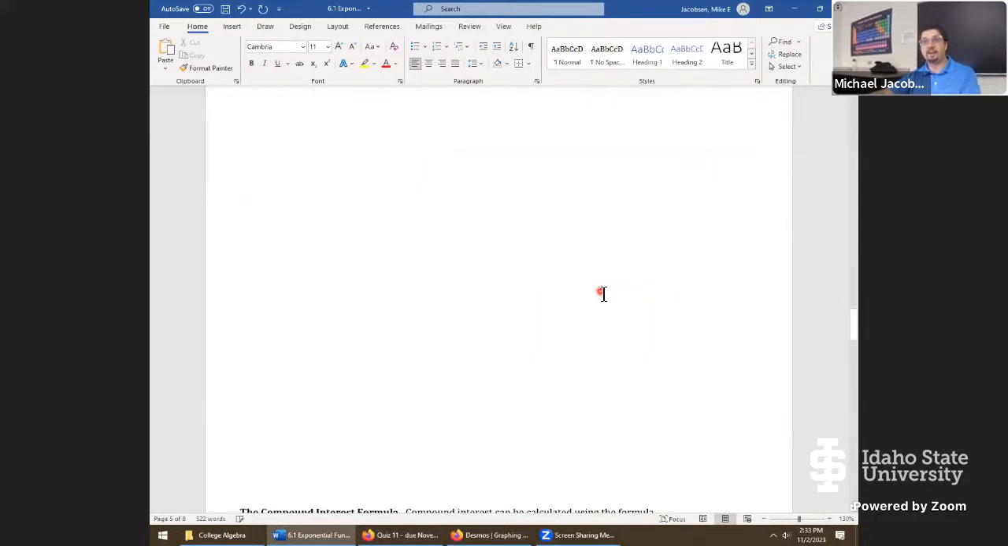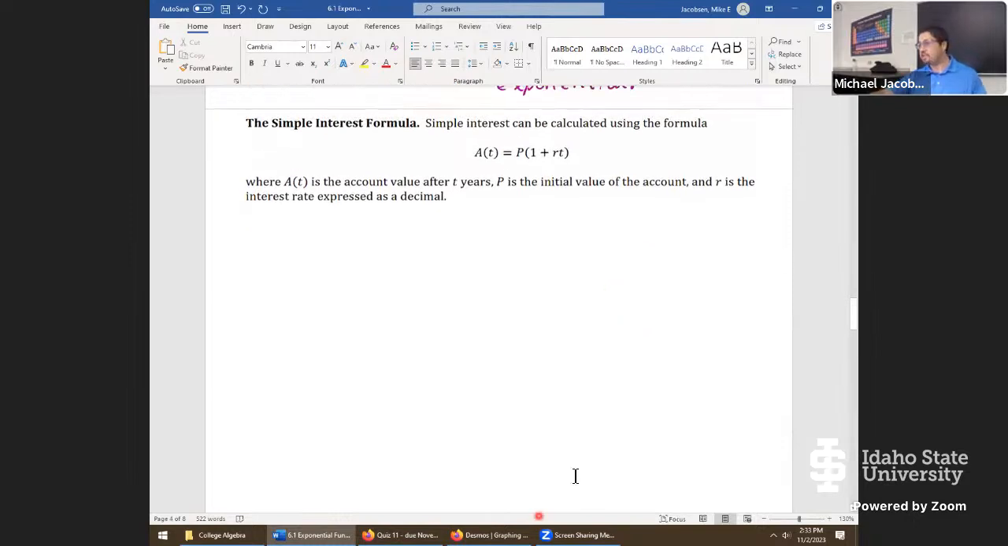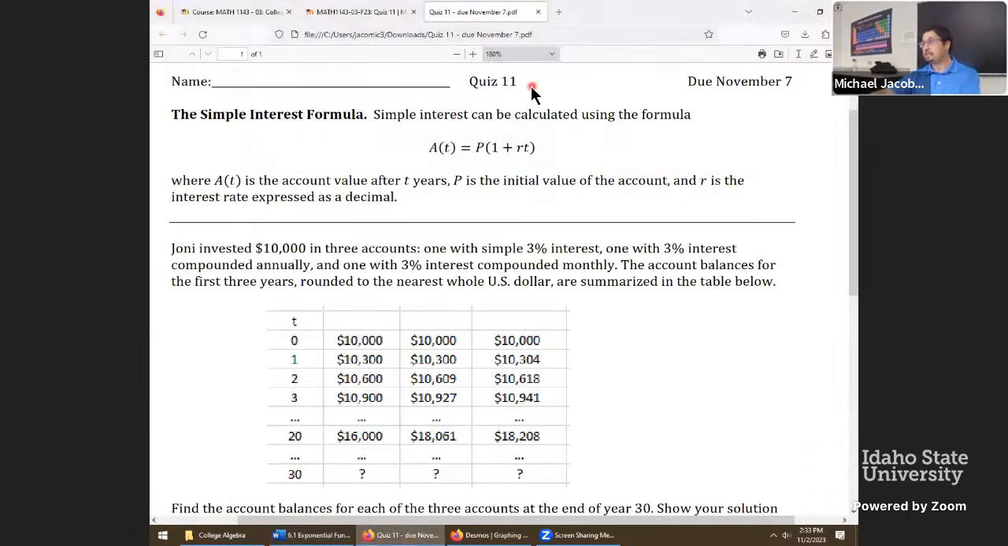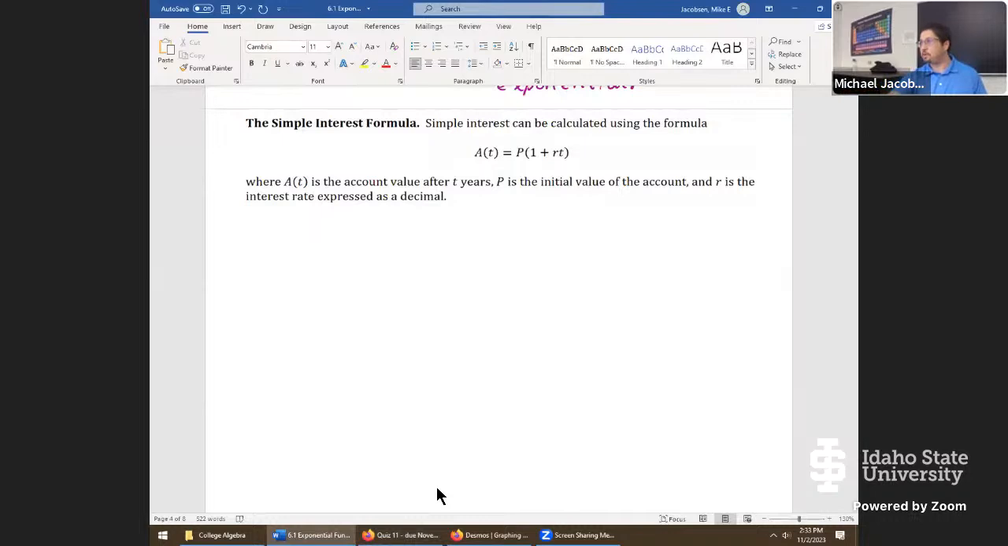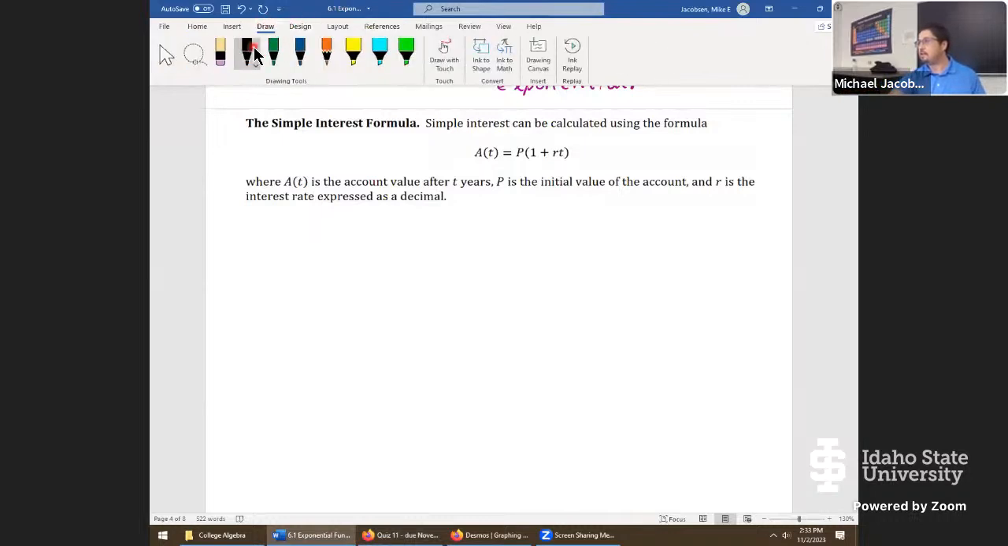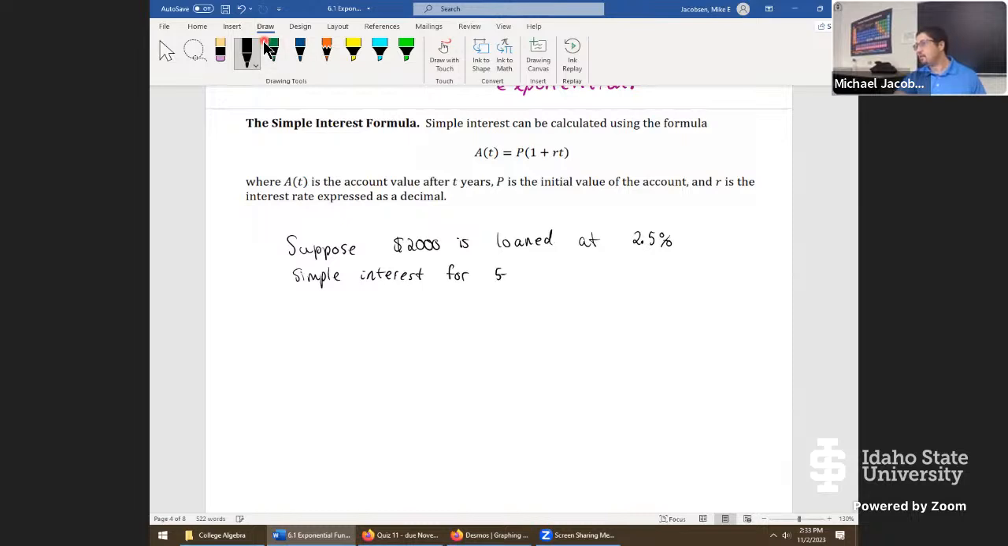Let's just invent a really simple scenario that's going to use this formula right here. Again, this is pulled right directly off your quiz. So you don't necessarily have to write it down right away if you don't want to. But for our scenario, let's suppose $2,000 is loaned at, let's say, 2.5% simple interest for 5 years.